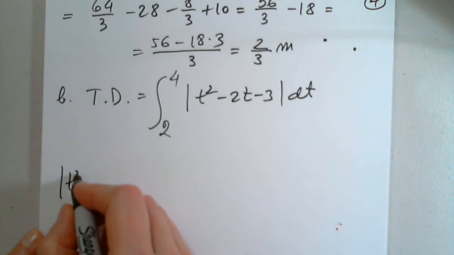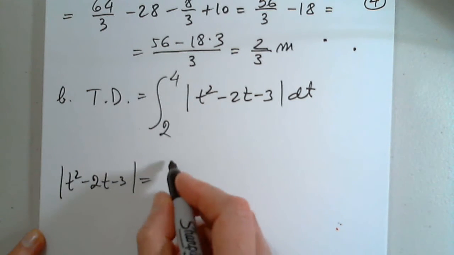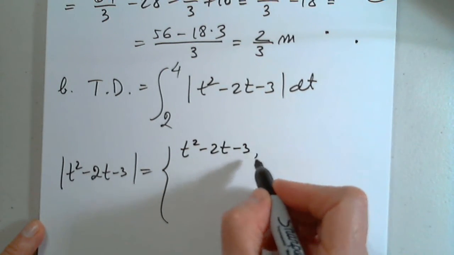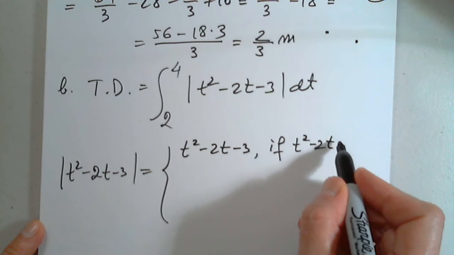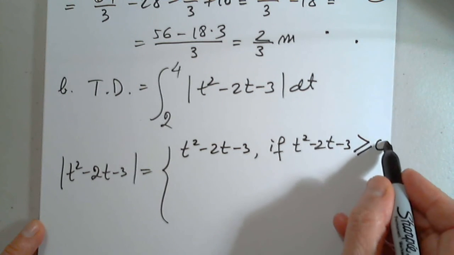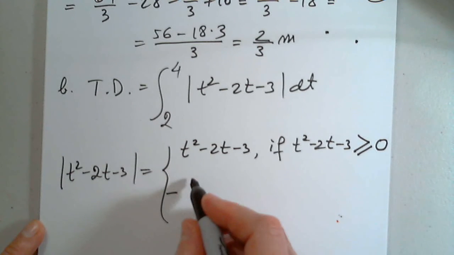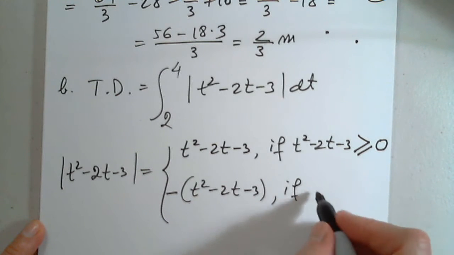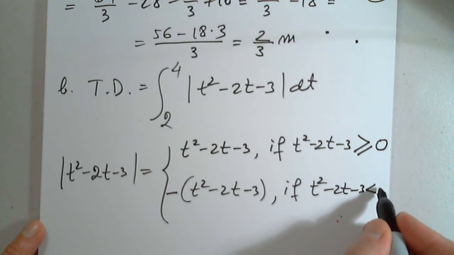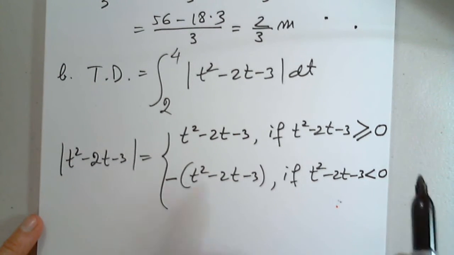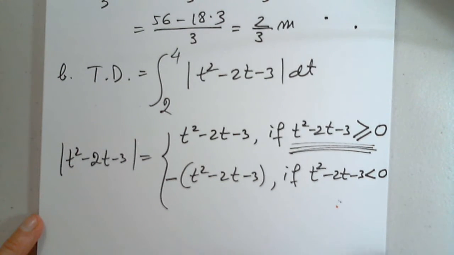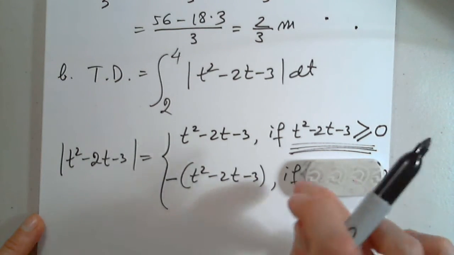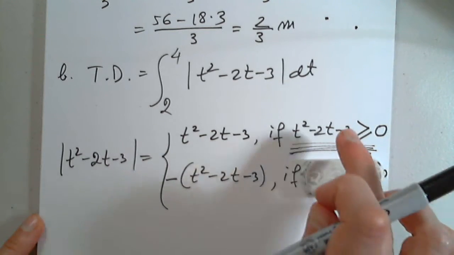So the absolute value of t squared minus 2t minus 3 is two different things, as we know. It is t squared minus 2t minus 3 if t squared minus 2t minus 3 is greater than or equal to 0, or the opposite of t squared minus 2t minus 3 if t squared minus 2t minus 3 is less than 0. But I have to solve this inequality. I don't have to solve this one. What I don't get in here, it will be in here. This one does not ever have to be solved, but I have to solve that one.